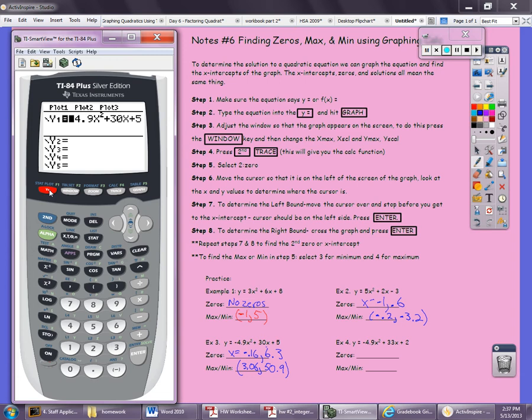Now, the last example, so I go to y equals. We have negative 4.9 plus 33x plus 2. So 33x plus 2. So we type in our graph. Now, if we do this zoom 6, it's going to give us our standard window.